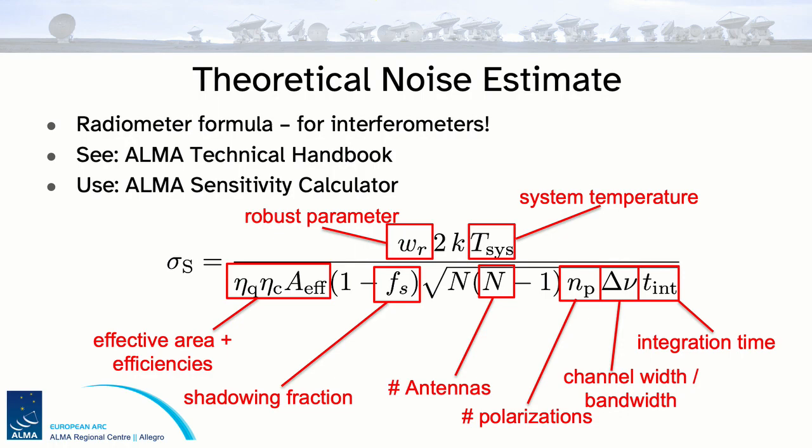You may want to compare your noise estimate against a theoretical estimate using the radiometer formula or the ALMA sensitivity calculator. For example, if you've made adjustments to the robust parameter or the channel width or bandwidth, this will directly affect the RMS noise measurement that you get from your data. If you made modifications in calibration and flagged antennas, for example, then you will want to recheck this estimate. More information on this can be found in the ALMA Technical Handbook.